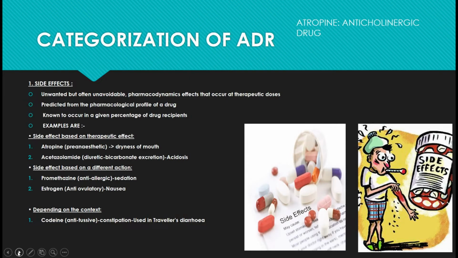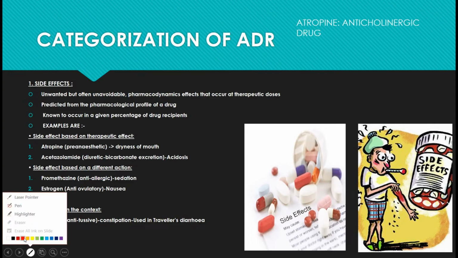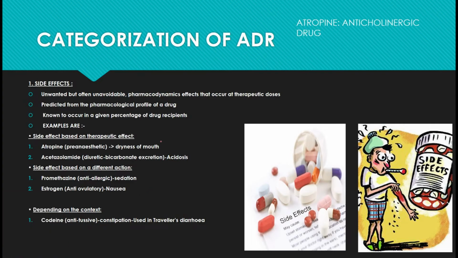First is based on the therapeutic effect. You see atropine. What is atropine? Atropine is an anticholinergic drug. On the right hand side of your presentation you can see atropine is an anticholinergic drug. So here atropine causes what? It causes dryness of mouth. So this dryness of mouth is its adverse effect. This is the adverse effect we can see of atropine.